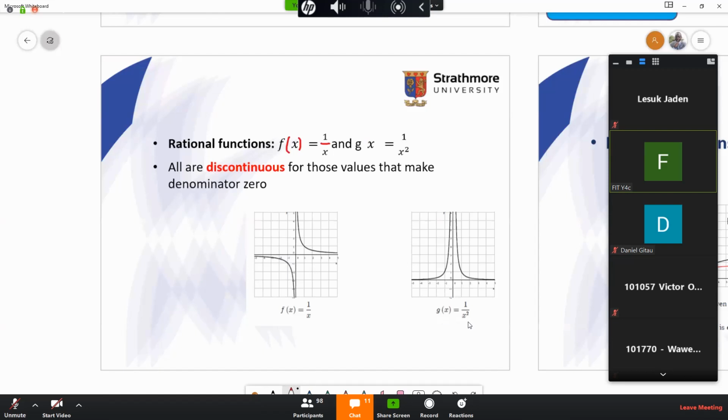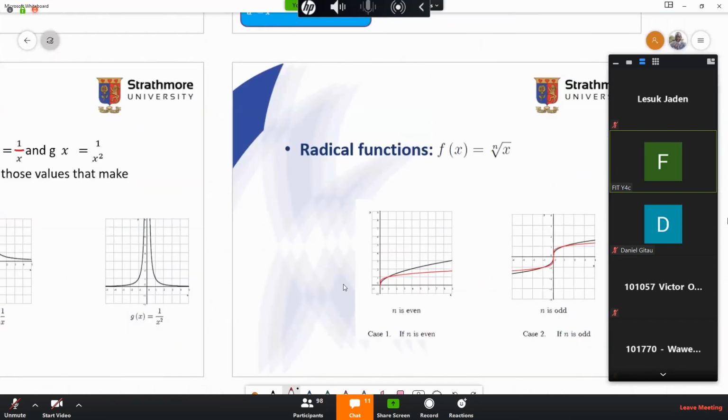Look at the graph of 1 over x squared. It is kind of misbehaving like this, going all the way to infinity, all the way up there. So all rational functions are discontinuous for those values that make the denominator 0. Okay, and you can actually check those ones out.